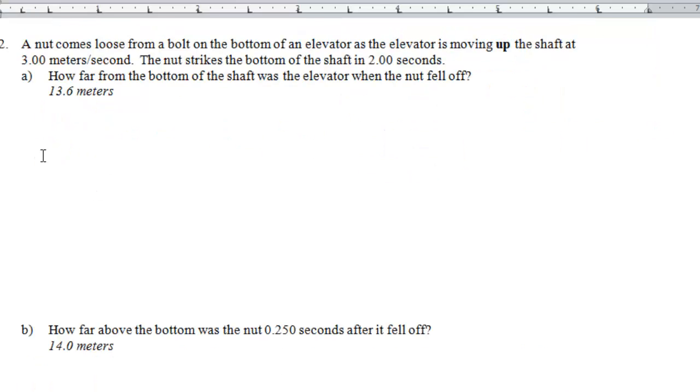Okay, let's look at question number 2 here. In this problem, you are given... Okay, before you solve this problem, make sure you write down what you are given.